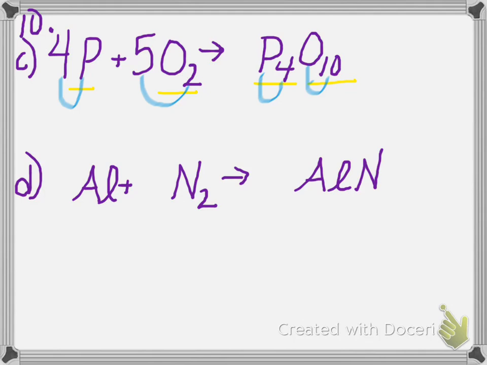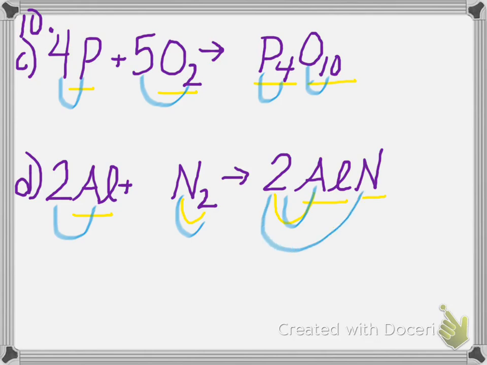Letter D, we have aluminum plus nitrogen yields aluminum nitride. Again, if I just start on the left, I have 1 aluminum, I have 1 aluminum, so that's fine. I have 2 nitrogen, and I just have 1 nitrogen here, so I need a coefficient of 2, which means now that my aluminums have changed because I have 2 aluminums now, and I only have 1 on the reactant side, so I need a coefficient of 2. I think it's balanced. I'm going to check. 2 aluminums, I'm good. 2 nitrogens, it's balanced.